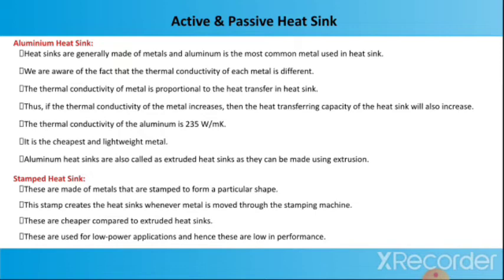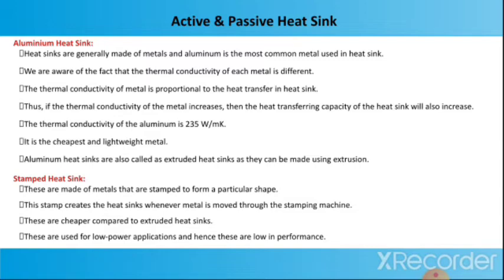Now we'll talk about aluminum and stamped heat sinks. Aluminum heat sinks are generally made up of metals, and aluminum is the most common metal used in heat sinks. We are aware that the thermal conductivity of each metal is different. The thermal conductivity of a metal is proportional to the heat transfer in the heat sink. Thus, if the thermal conductivity of the metal increases, then the heat transferring capability of the heat sink will also increase. The thermal conductivity of aluminum is 235 watt per meter kelvin. Next, it is the cheapest and a lightweight metal, and aluminum heat sinks are also called extruded heat sinks, as they can be made using extrusion.